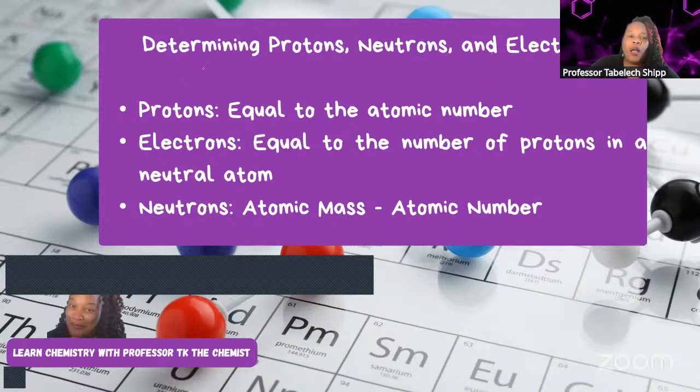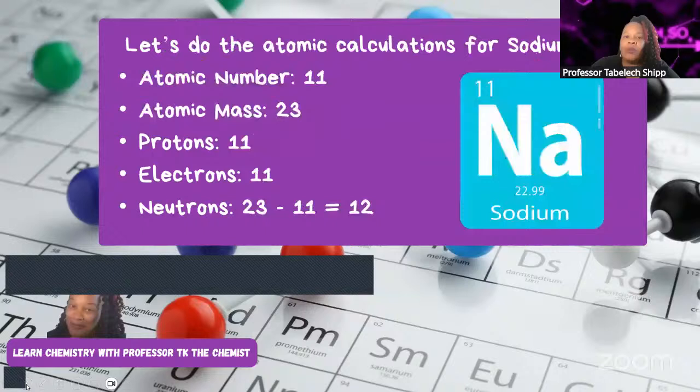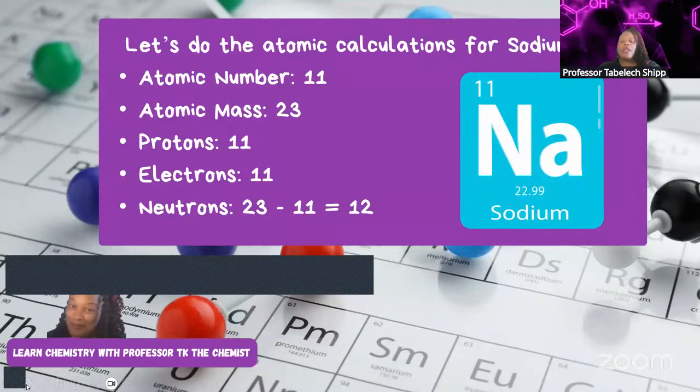So again, when you look at your protons, electrons, and neutrons, they all represent different things. Again, your protons, electrons, and atomic number represent the same number. I had said pen earlier, but I meant P like a sweet pea. And then when you look at your neutrons, it's the mass number minus the atomic number. Now, take a look at this next example here. We've got sodium. So let's do a calculation with sodium.